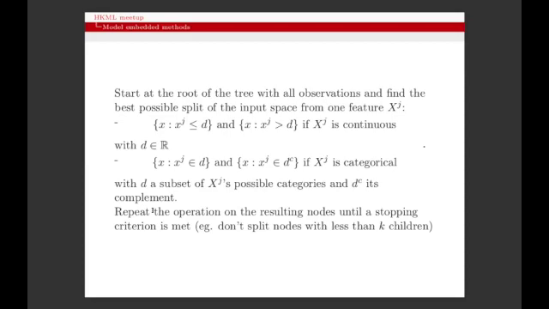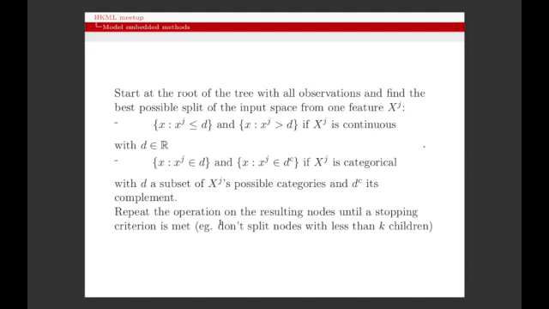The node has two children, and the observations contained in the node are divided into the two children according to this splitting rule. And for categorical features, it's the same. We just define the subset of the categories that goes to one child, and the other subset, the complement, that goes to the other child. We repeat the operation on every new node until some stopping criterion is met.